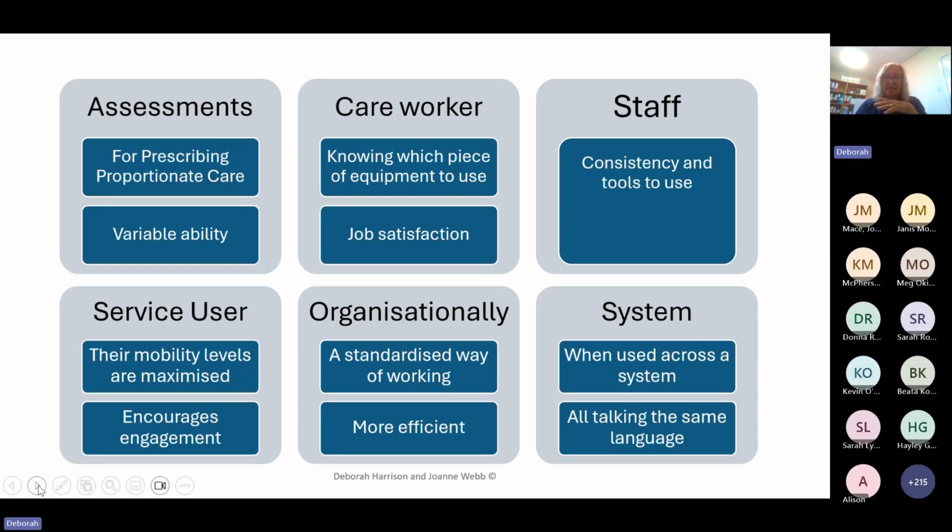Organisationally, it gives you a more standardised way of working, and it was definitely more efficient. And what Dudley Council actually felt was that it gave them the ability to cut down on one of the visits, because they were just going out then to assess the person with the equipment. Instead of going out to see the patient, do the assessment, then do another visit later on with the equipment in place. And for the system, when I talk about the system, I mean across health, social services, across intermediate care. So we've got whole systems that use this as a tool.